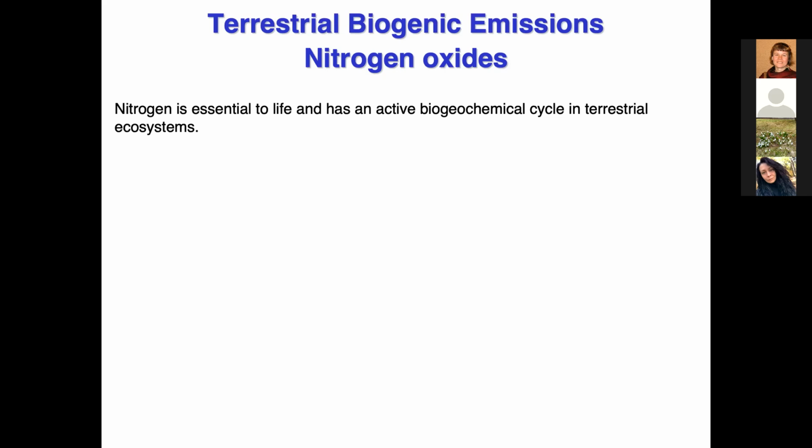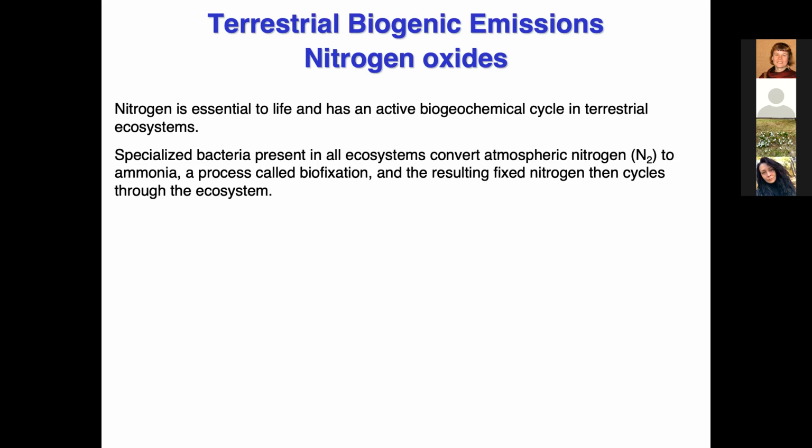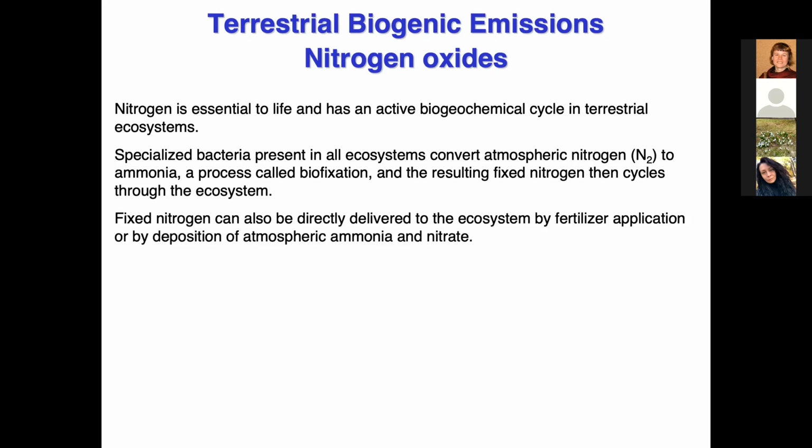Nitrogen is essential to life and has an active biochemical cycle in terrestrial ecosystems. Specialized bacteria present in all ecosystems convert atmospheric nitrogen to ammonia, a process called biofixation, and the resulting fixed nitrogen cycles through the ecosystem. Fixed nitrogen can also be directly added to the ecosystem by fertilization, which is what we are doing quite strongly in our agriculture, or by deposition of atmospheric ammonia and nitrate.